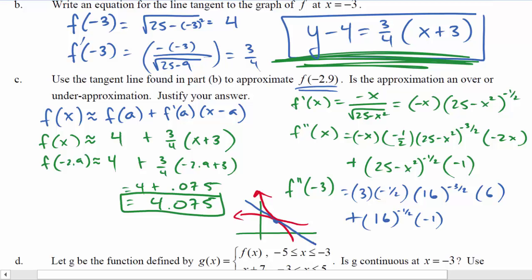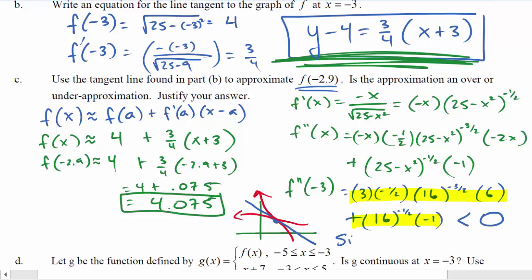Now, this is where it becomes very, very easy. This entire number is negative because I can see 3 is positive, negative 1/2 is negative, 16 is positive, 6 is positive. This number is also negative because 16 to the negative 1/2 is positive and negative 1 is negative. That means I'm adding two negative numbers. All that I care about is that this is less than 0.